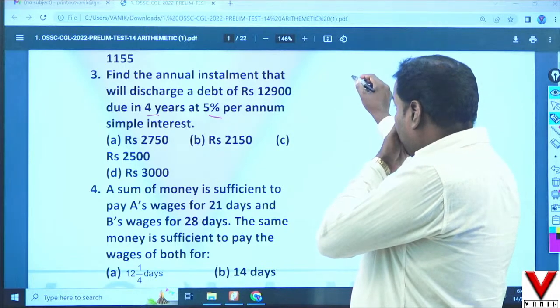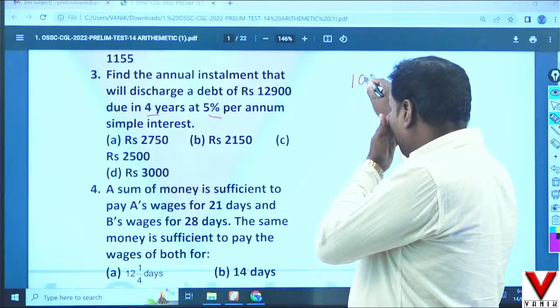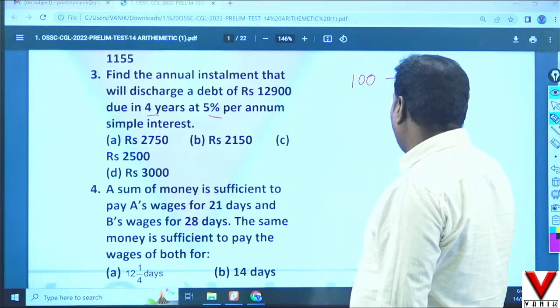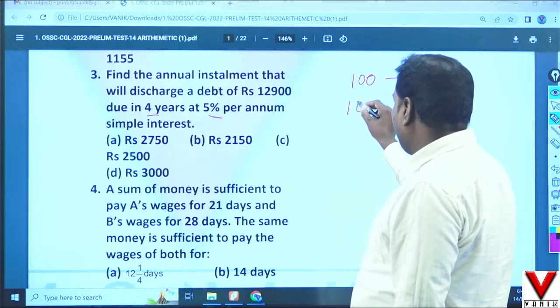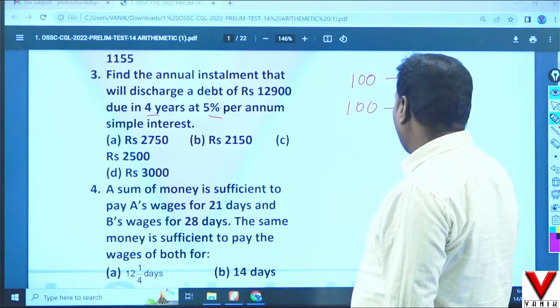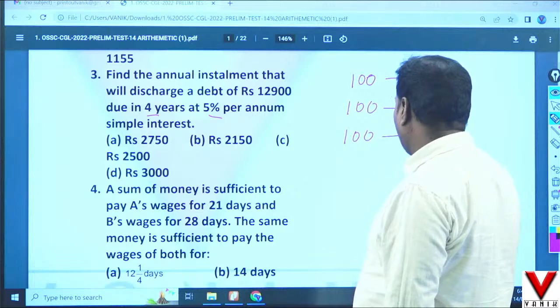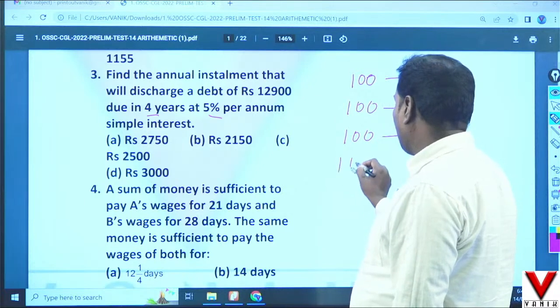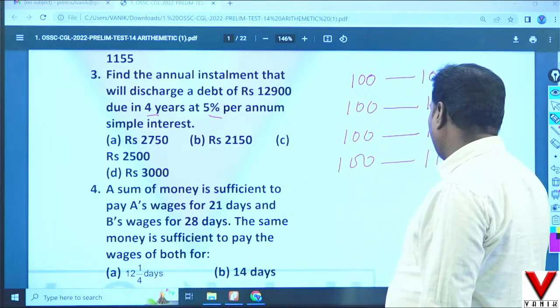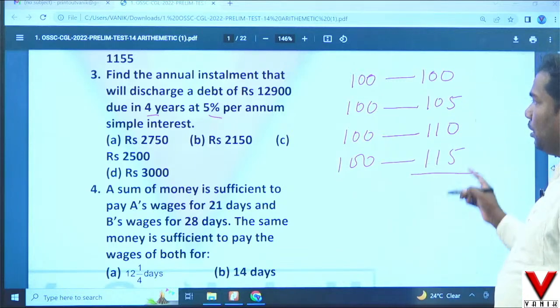So here suppose we can take each installment is 100. First installment 100. Then second installment 100, but according to the rate of interest it will be 105. Then for the 2 years it is 110. Then next year it is 115. This is the 4 years amount.